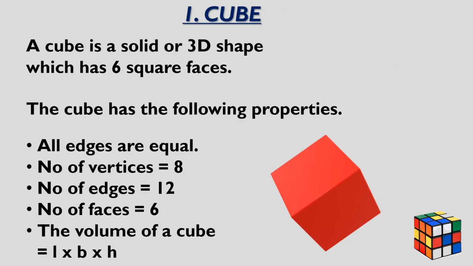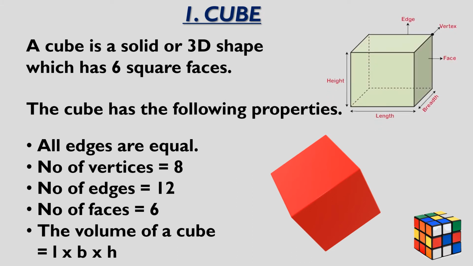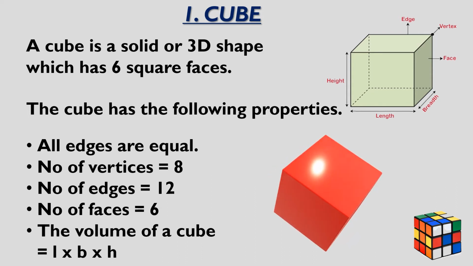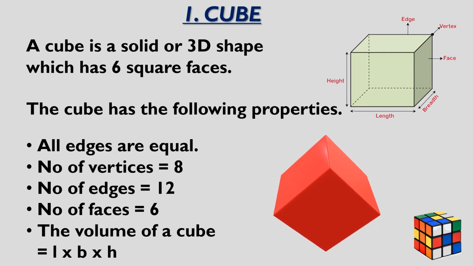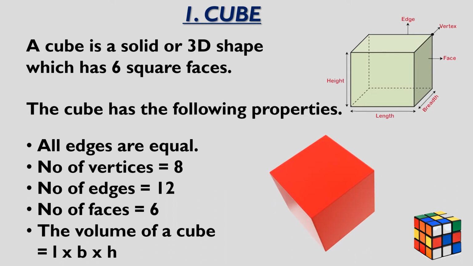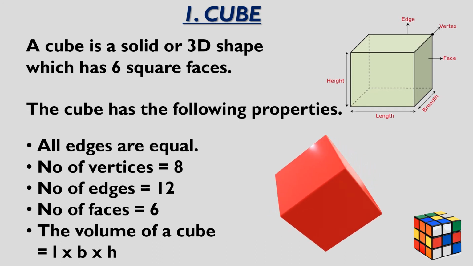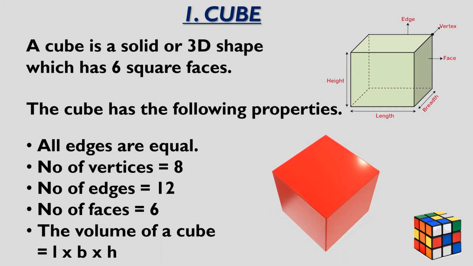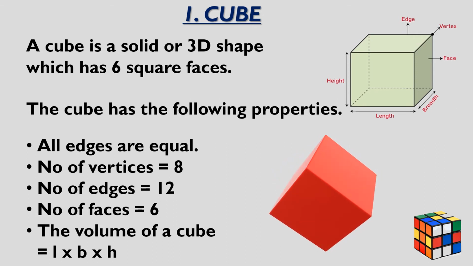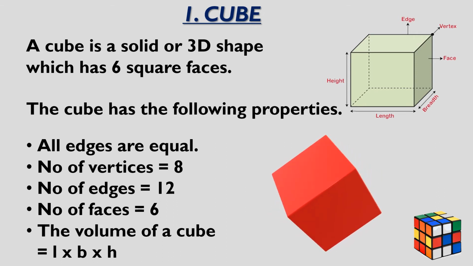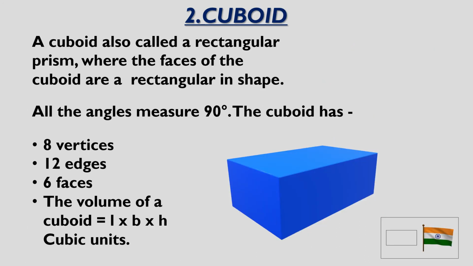First, we'll learn about cube. A cube is a solid or 3D shape which has 6 square faces. The cube has the following properties. All edges are equal. Number of vertices 8. Number of edges 12. Number of faces 6. And the volume of a cube is length into breadth into height, or a cubed. Here the a represents the edges. So if we multiply all three, we get the volume of the cube.